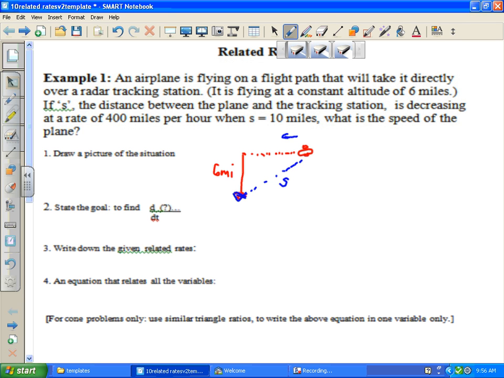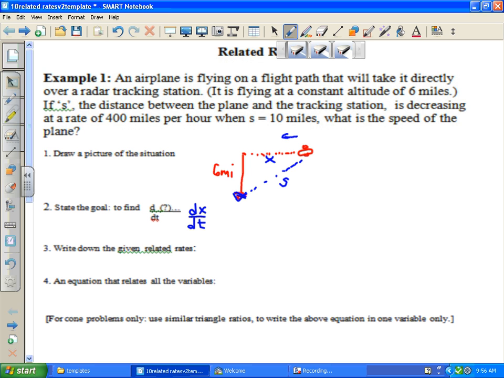Okay, so if we want to find the speed of the plane, let's say that I call this distance x. So the speed of the plane will be the rate at which that distance is being traveled. So it's a derivative. What is that distance then? dx over dt. So the goal is to find dx over dt, the rate at which that distance x is being traveled by the plane. How fast is it being traveled? That's going to be the velocity of the plane.